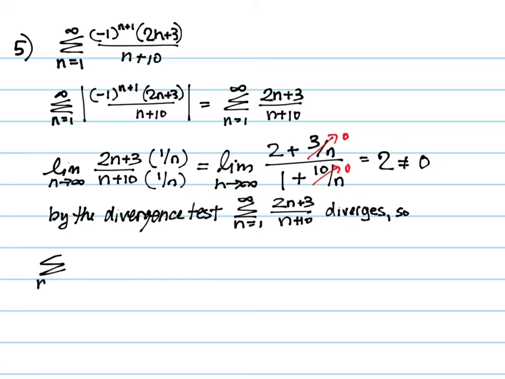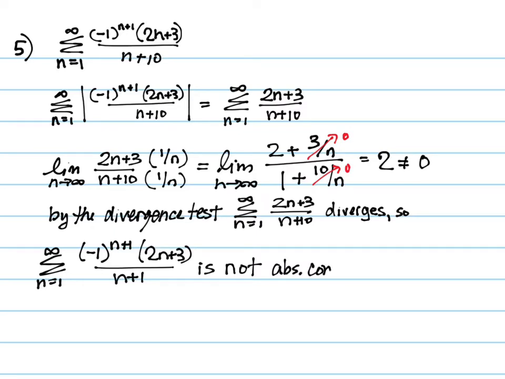So the summation from n equals 1 to infinity of negative 1 to the n plus 1 times 2n plus 3 over n plus 10 is not absolutely convergent. Okay, but it's an alternating series, right? So we continue back to looking at it from that perspective.